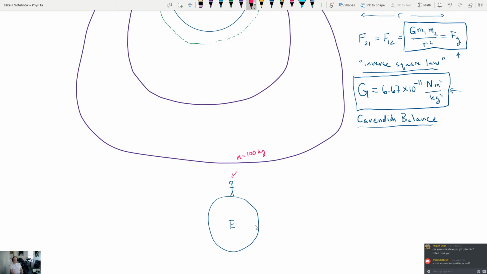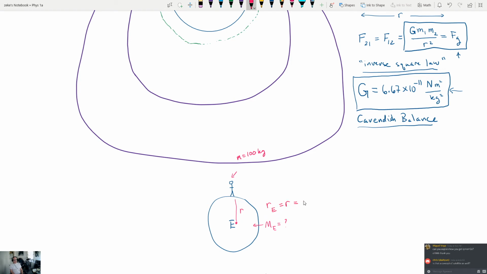And let's calculate the mass of the Earth. So this is going to be our goal here. What is the mass of the Earth? All right, we're going to do the same calculation that Cavendish could have done. So what do we need to know? Well, we need to know the distance between this person and the Earth. That's going to be r. We're going to say that r is equal to the radius of the Earth.